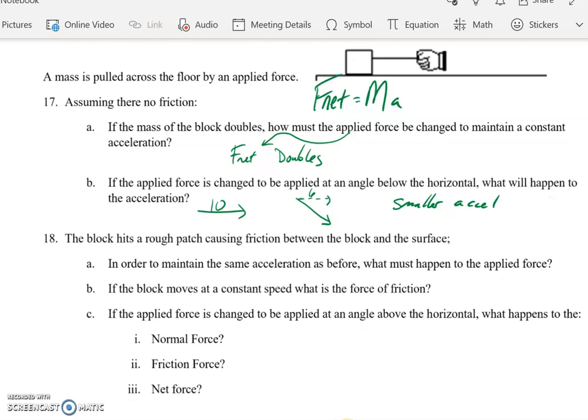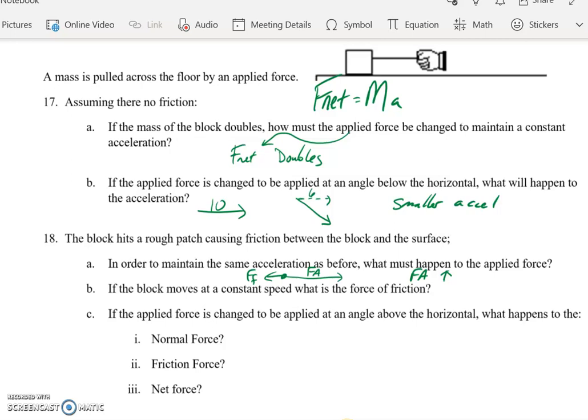18. The block hits a rough patch, causing friction between the block and the surface. In order to maintain the same acceleration as before, what must happen to the applied force? Well, now we've got some friction to oppose. So if we want the same net force or same acceleration, our applied force has to increase in order to have the force of friction subtracted and still give us the same net force as before. So Fa has to increase.